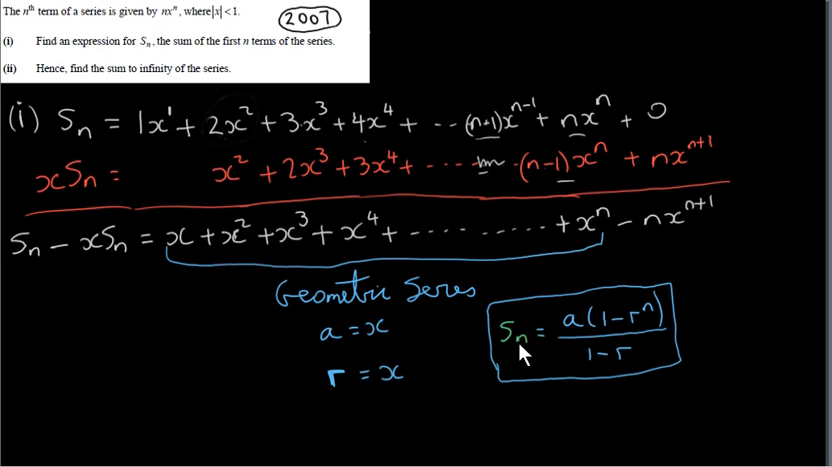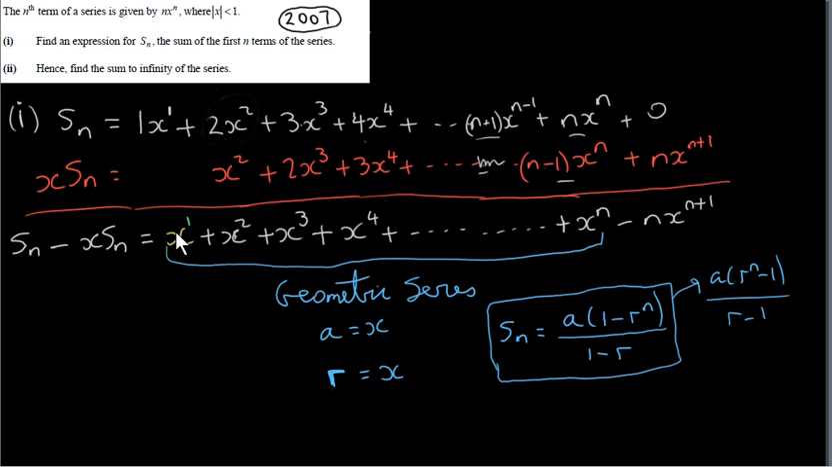The sum of the first n terms of a geometric series is given by this formula here. Now sometimes you might see the formula written the other way around. You might see it like this. This formula is the same as this formula. You just multiply above and below by minus 1, you get this version. Whichever version you use, it doesn't matter. They're the same.